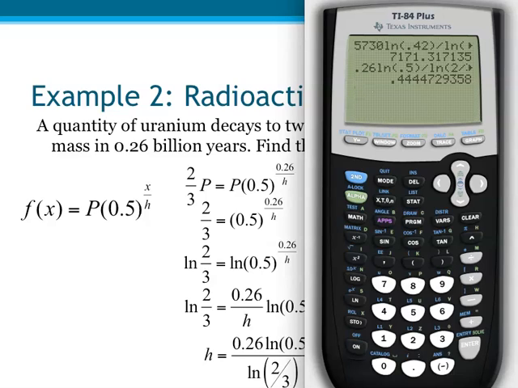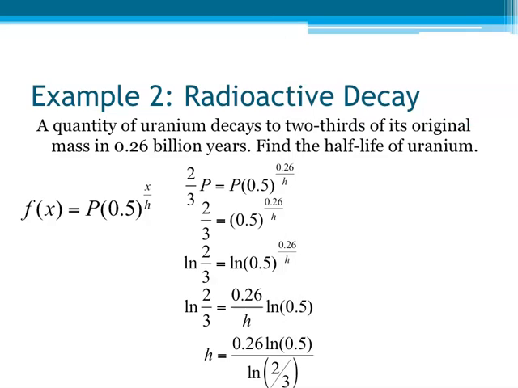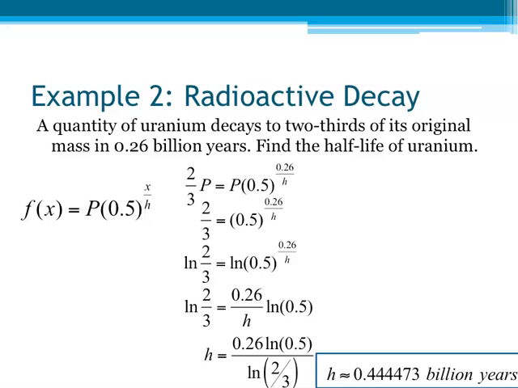Don't forget that our value of h is going to be the same as the units of x. For this, x was in billion years, so our half-life will also be in billions of years. So the half-life of uranium is about 0.44 billion years. Let's look at a different type of problem.